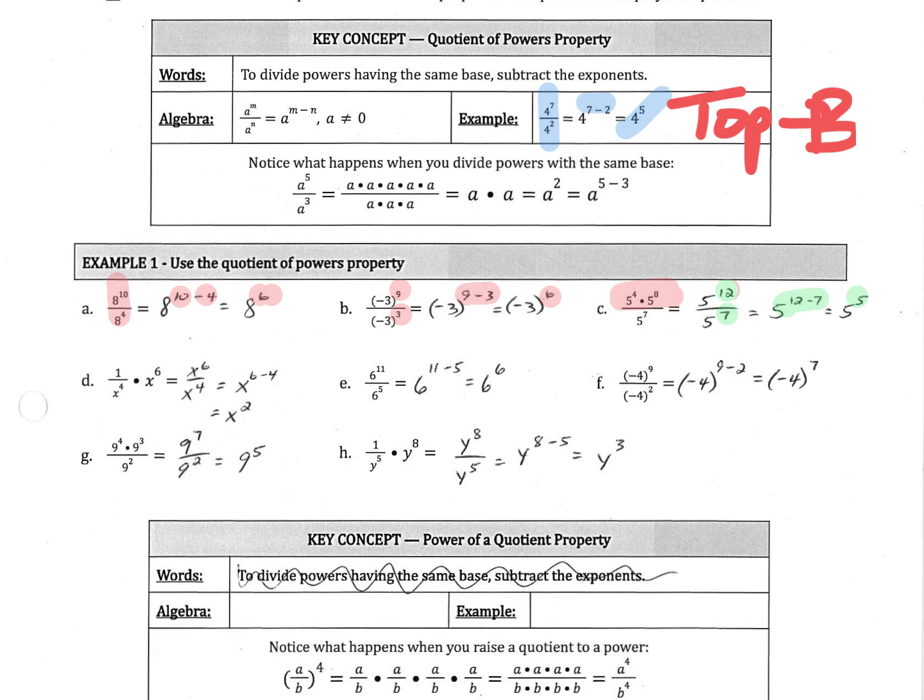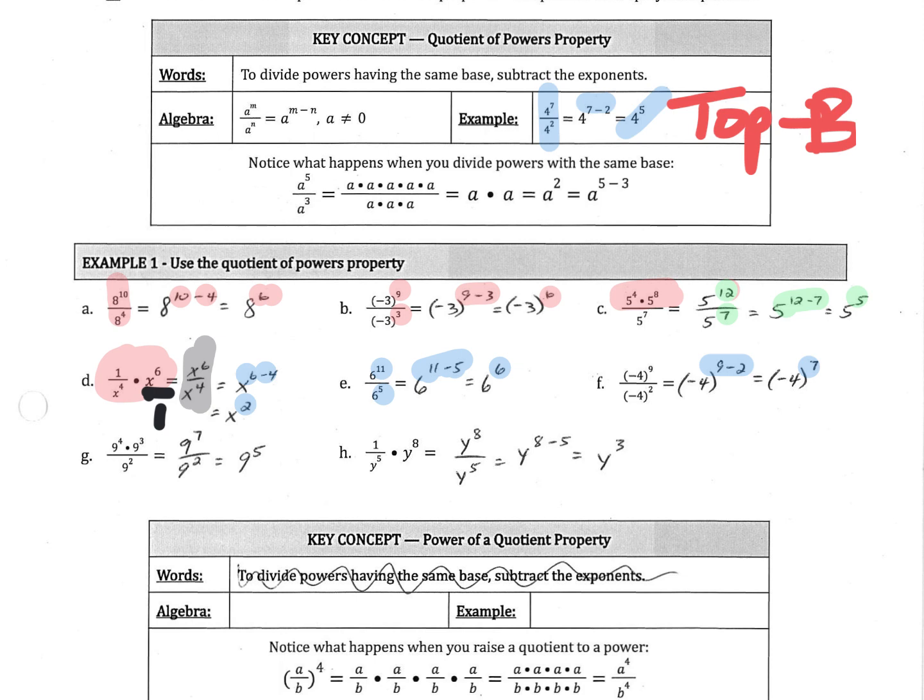Letter D. We have these 2 fractions. We can multiply fractions together by remembering that there's actually a 1 underneath this fraction. So now we get x to the 6th divided by x to the 4th. If we do our subtraction of 6 minus 4, we get 2. So that's the pattern, is subtracting. 11 minus 5 will give you 6. 9 minus 2, in example F, will give you 7.